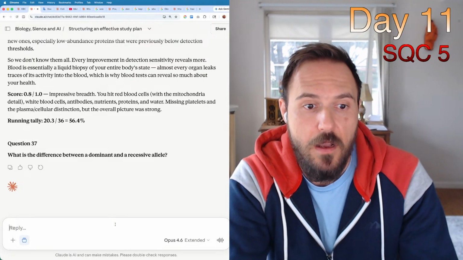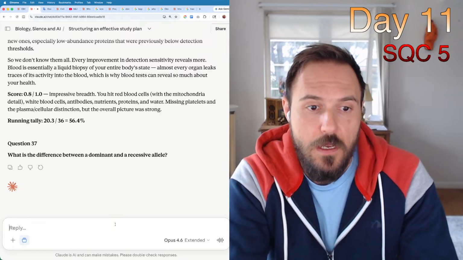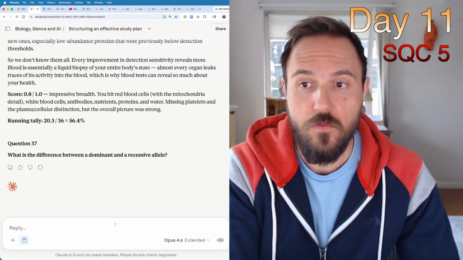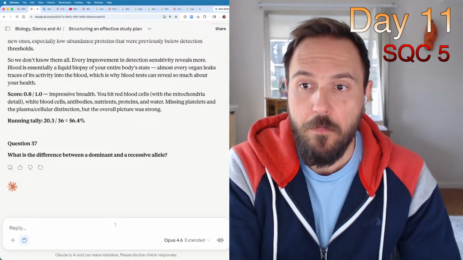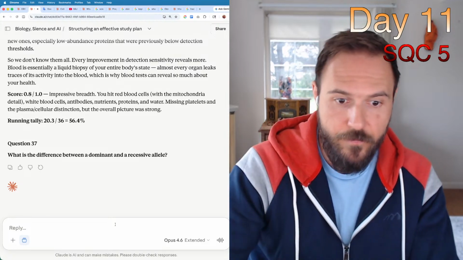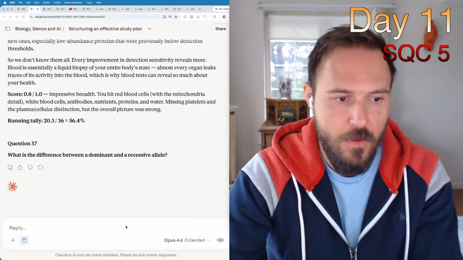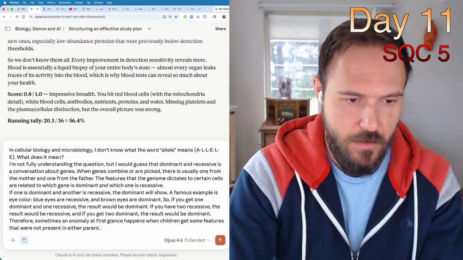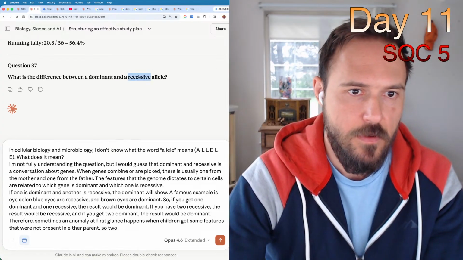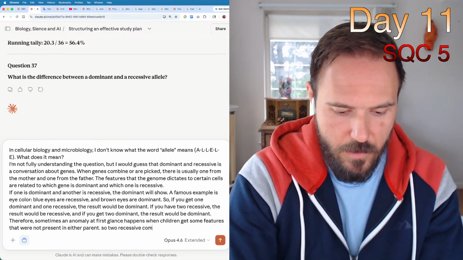Therefore, sometimes some anomaly from a first glance happens when children get some features that were not present in either parent, due to recessive combination.